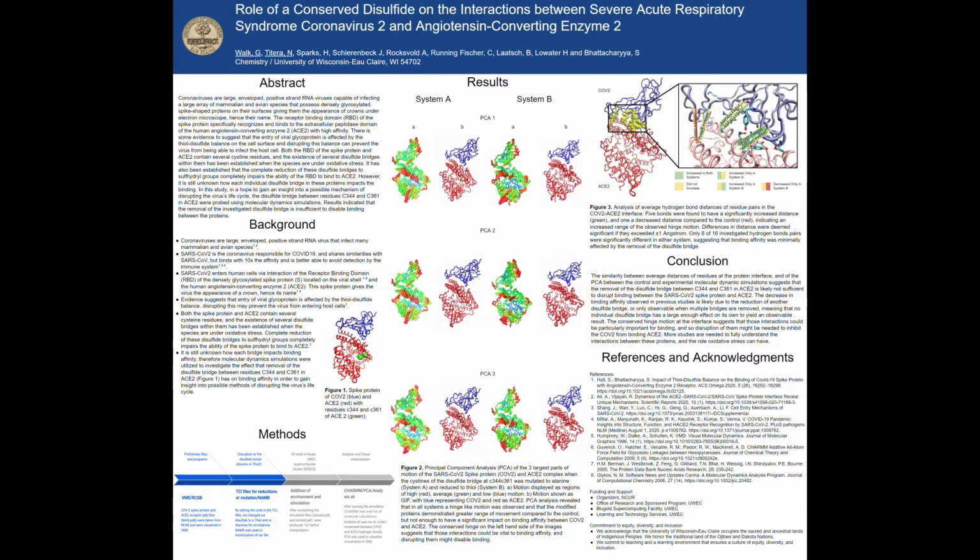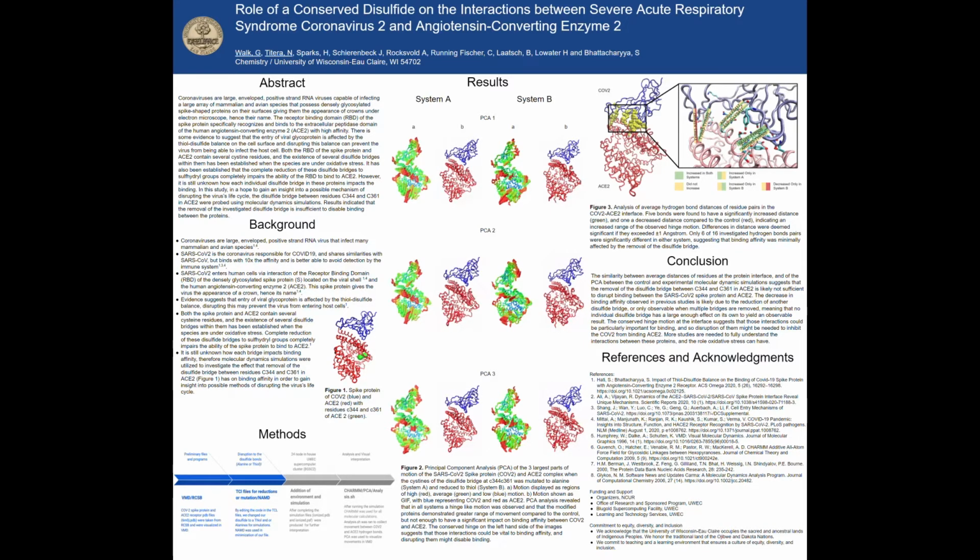In both the mutation and reduction systems, PCA revealed the typical hinge motion of the protein complex had a greater range compared to the control, indicating a decrease in stability due to the removal of the disulfide bridge, and suggesting that residues around the hinge are crucial for binding between the proteins.